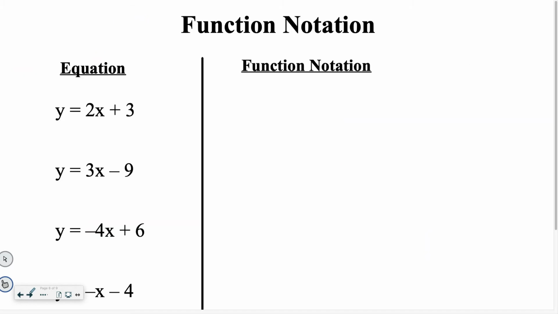Let's practice changing things from an equation to function notation. So if I started with y equals 2x plus 3, that would become f of x equals 2x plus 3. If I have y equals 3x minus 9, that would become, instead of y, I'm going to write f of x equals 3x minus 9.